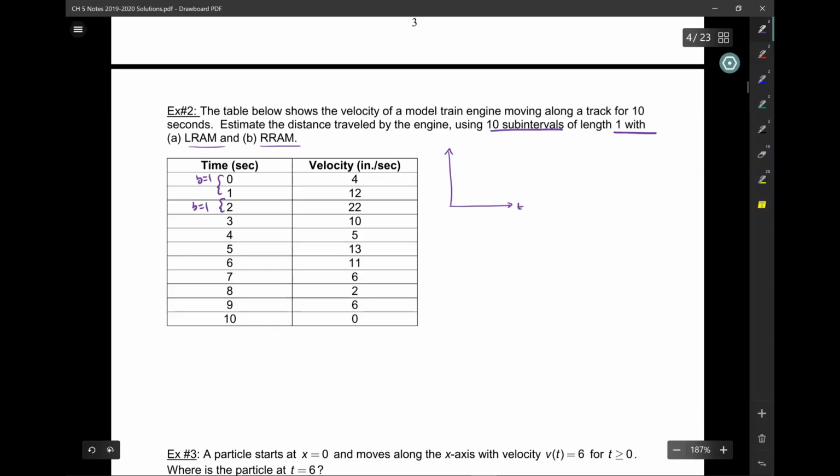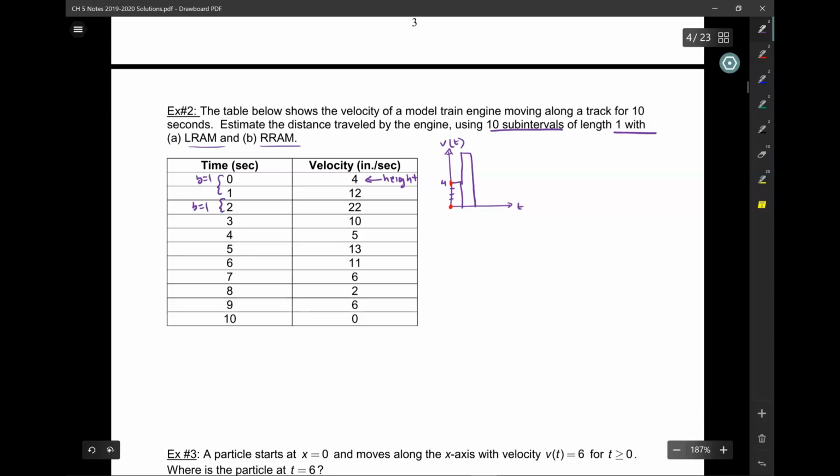This is the velocity, that is the height, right? Because I have t and v of t on my axis. Now, if I go here, my first point is at 4, and then at 12. I didn't make this large enough. So if I were to draw my points, they would look like this. Okay? So if I were to do LRAM, left endpoint, what would be the first endpoint I take? F of 0, which is 4, right?